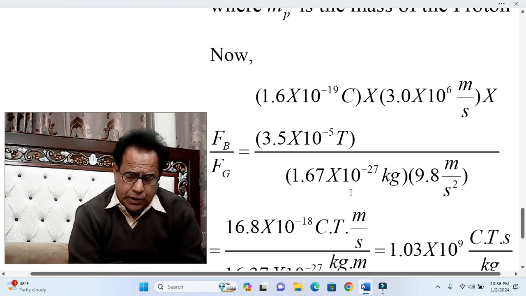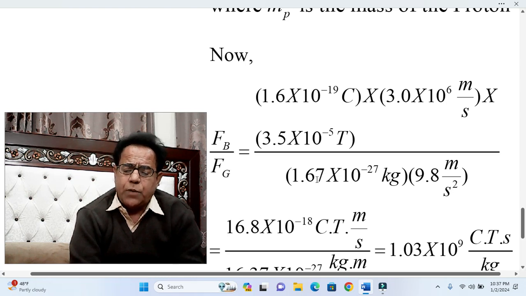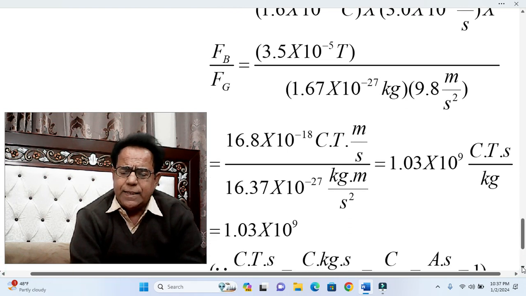Now we come towards the denominator value, which is the gravitational force, and this is m into g. This is the mass of the proton, 1.67 into 10 raised to the power minus 27 kilogram, and this is the 9.8 meter per second value of g, acceleration due to gravity. Next, just simplification, nothing else.